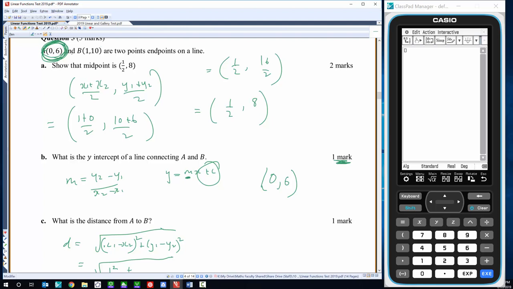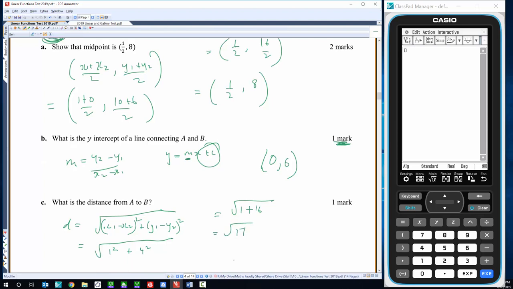So I'm just going to look at the difference between these, which is 4, and note that it's 4 squared. So that's going to be equal to the square root of 1 plus 16. And that is the square root of 17.